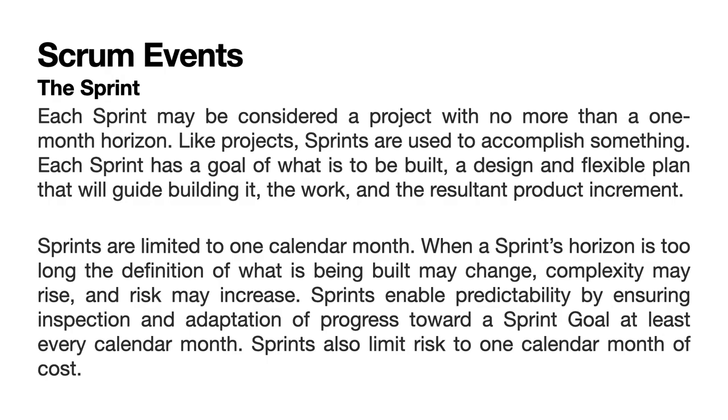Sprints are limited to 1 calendar month. When a sprint's horizon is too long, the definition of what is being built may change, complexity may rise, and risk may increase. Sprints enable predictability by ensuring inspection and adaptation of progress toward a sprint goal at least every calendar month. Sprints also limit risk to 1 calendar month of cost.